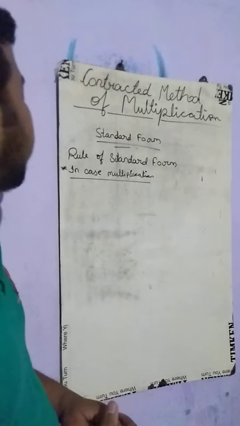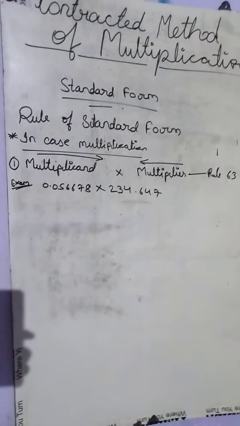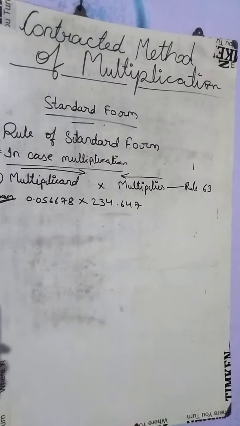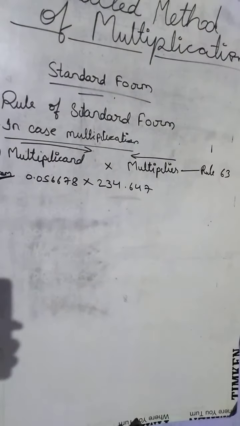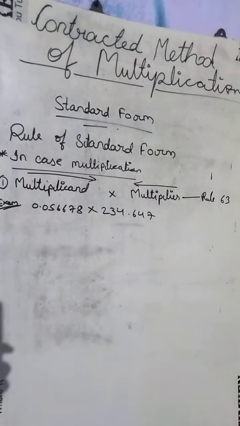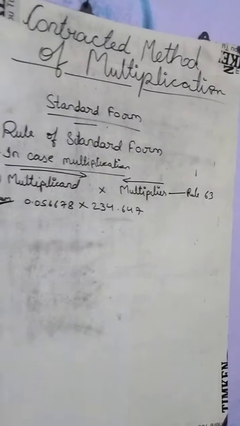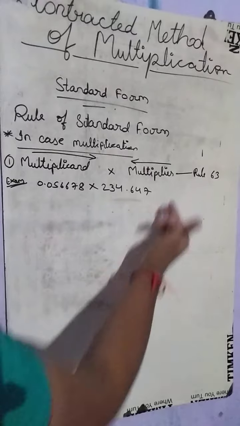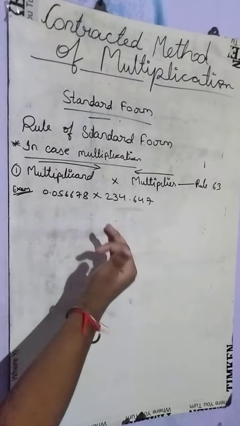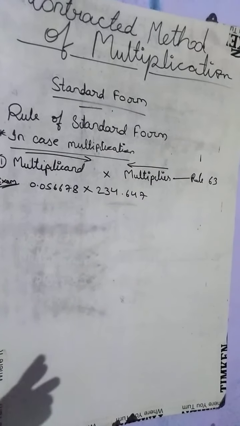In case of multiplication, multiplicand and multiplier both move in the same direction. It is known as rule 63. And we are going to discuss one example: 0.056678 into 234.647. In this case, multiplier increases and multiplicand decreases. In all cases, first we are going to focus on the multiplier, not the multiplicand, remember.